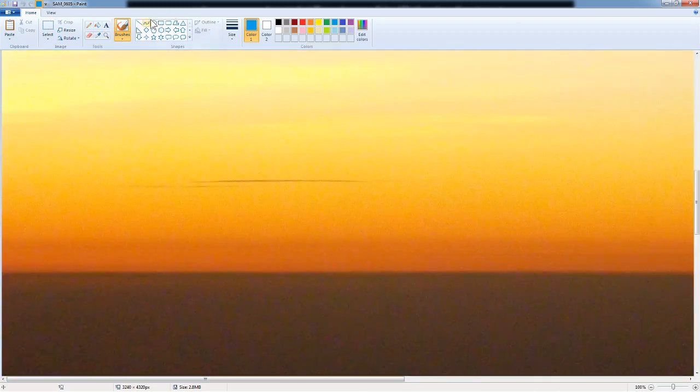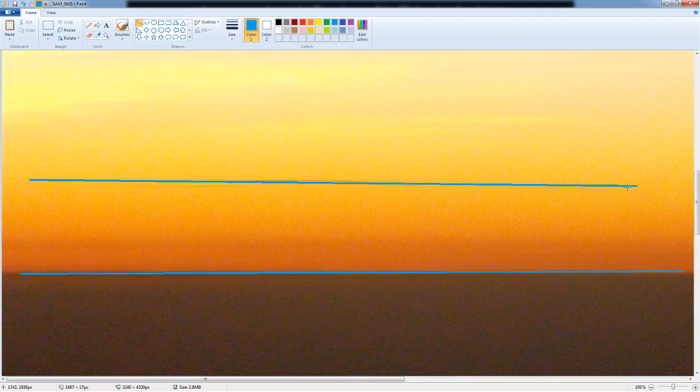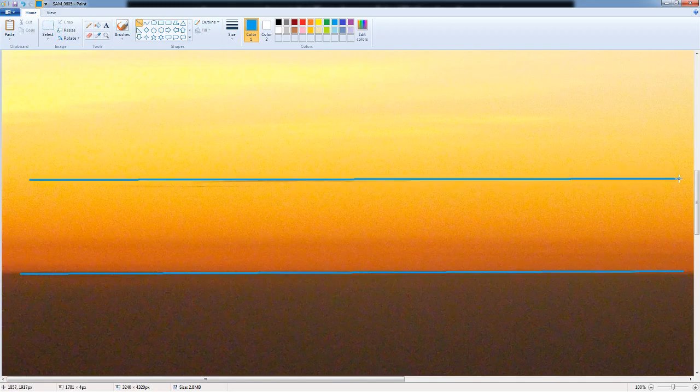Wow. To me, this is evidence that the Earth is round because we have multiple horizons. And these horizons don't raise up to eye level. They just don't.